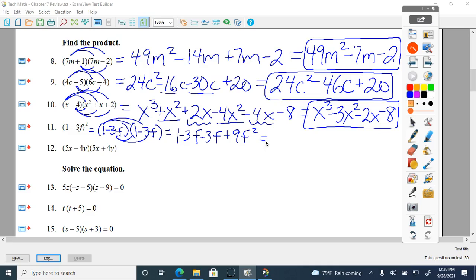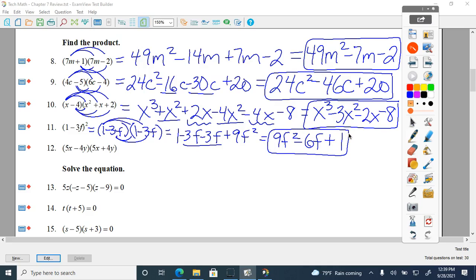What needs to come first? 9f squared. So 9f squared. Negative 3f and negative 3f make negative 6f. And then plus 1. Okay? Everybody good?